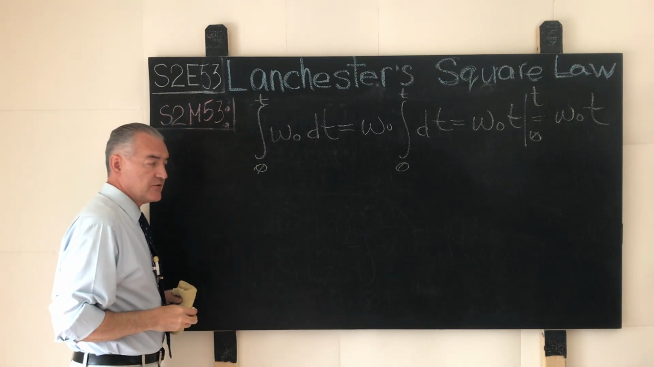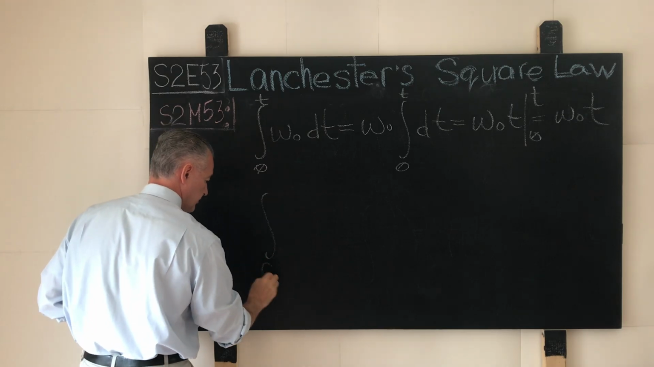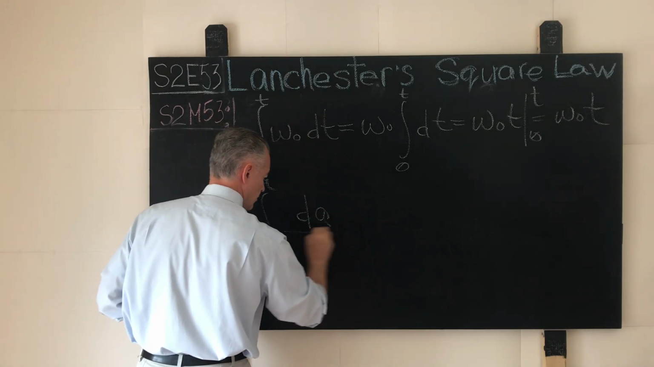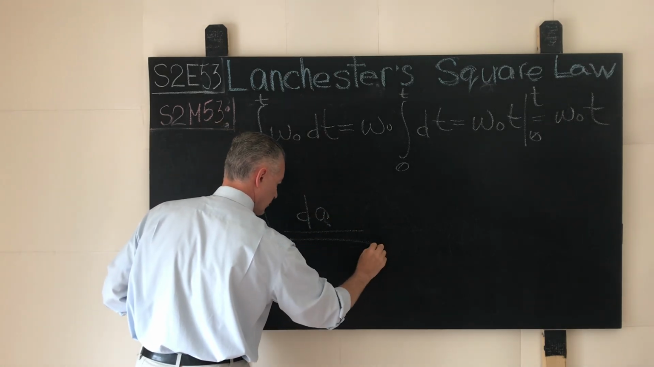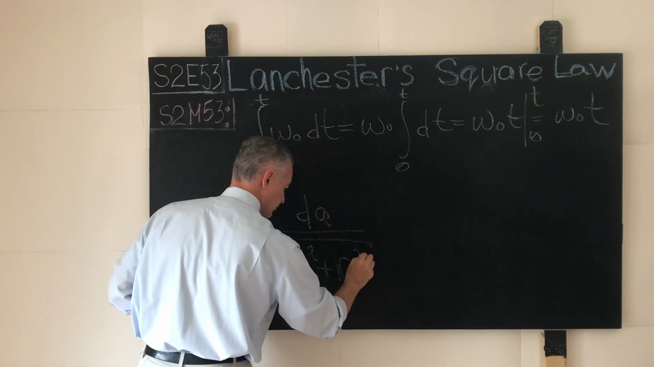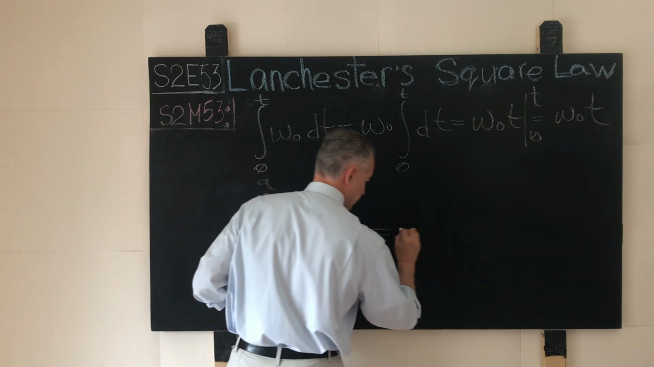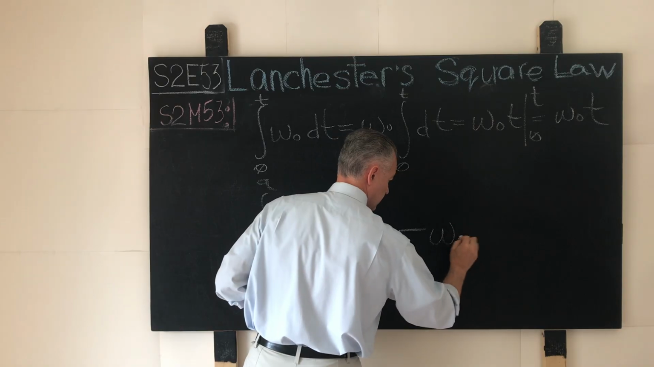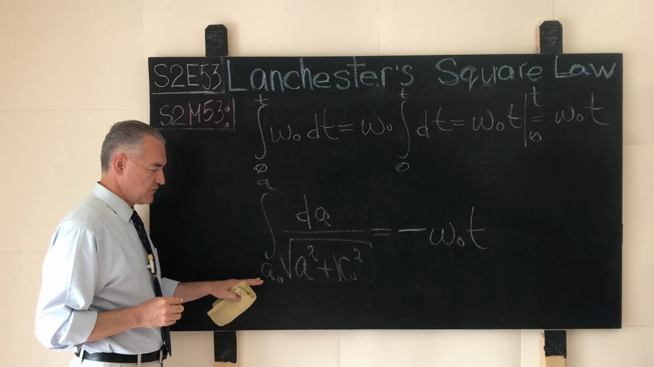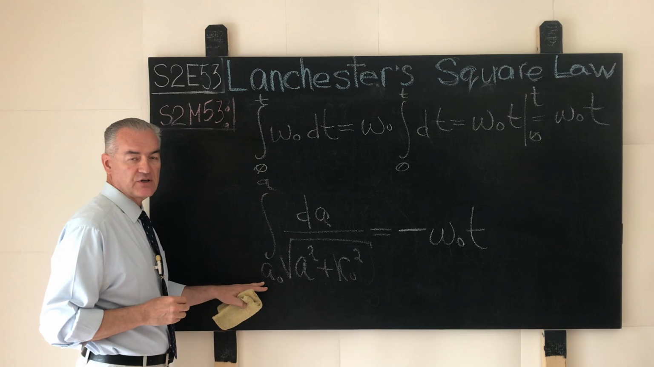And what do we have now? Now we go back to our result. In your record, you will have the following result. The integral from A0 to A of dA over square root of A squared plus k0 squared is equal to what? Don't forget the minus sign, negative omega 0 t. And we can move on to the evaluation of this elementary integral that you see on the left-hand side of the equal sign.